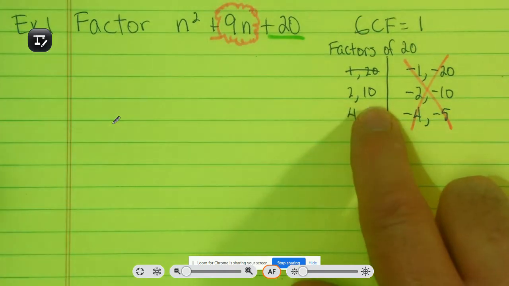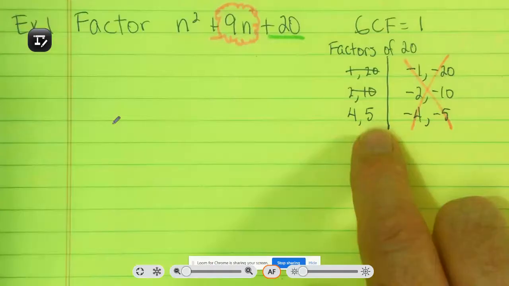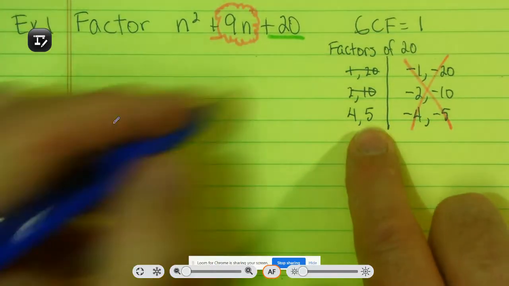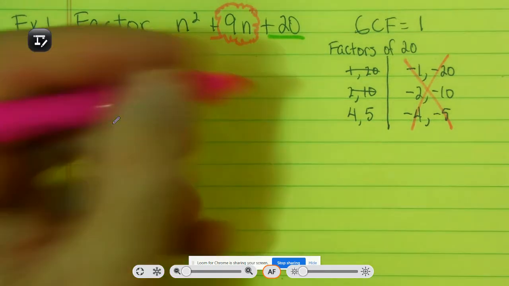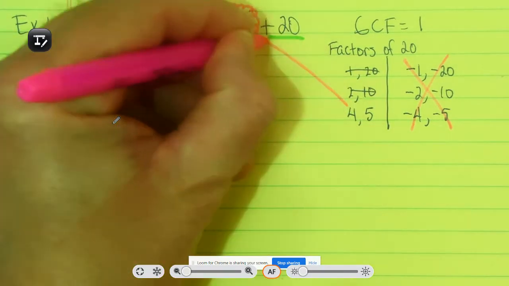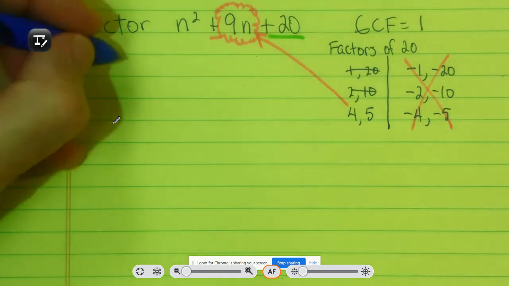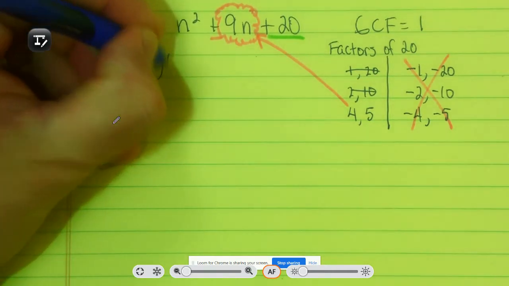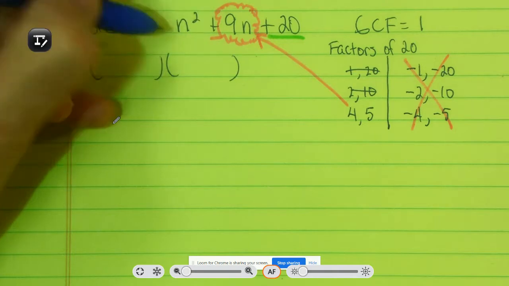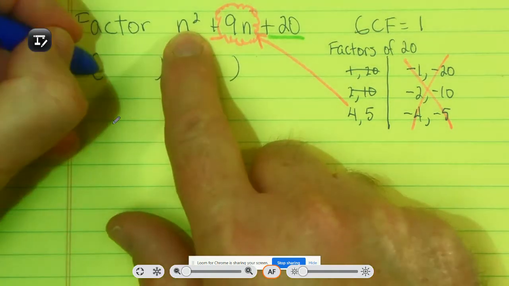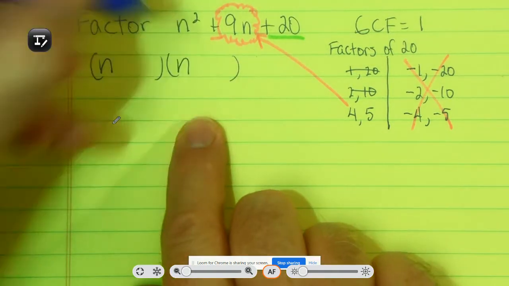2 plus 10 is 12. It's not that one. But 4 plus 5 is 9. Aha. That's what I'm looking for. So my factorization then will be this. Now remember, n squared, the only way I can get that is I'm going to take n times n.